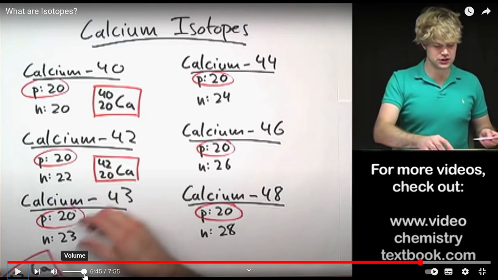So here is isotope notation for calcium 40. Here is isotope notation for calcium 42. Try writing isotope notation for calcium 43 and for calcium 44. Okay?